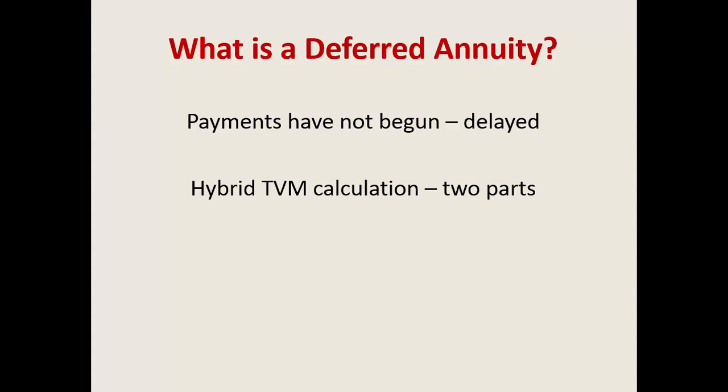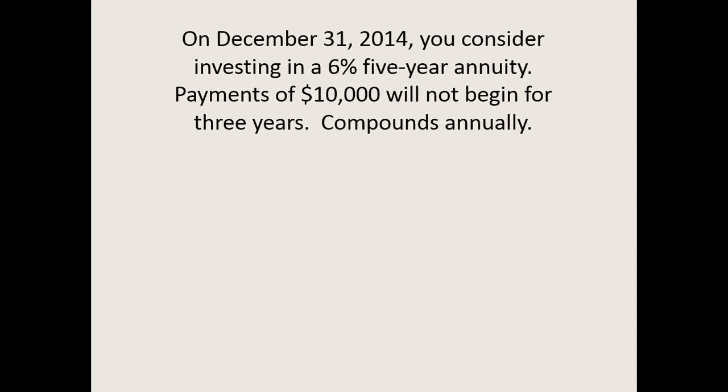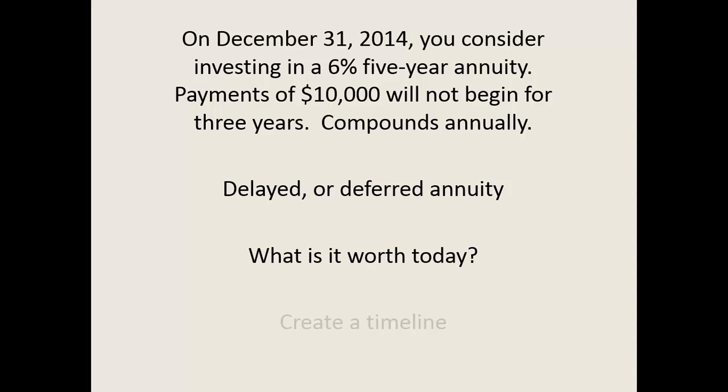Think of it as a hybrid time value of money calculation. It has two parts. So the best way to solve for this is to create a timeline. That way you have a good visual. So looking at an example, on December 31st, 2014, you considered investing in a 6% 5-year annuity. The payments, those recurring $10,000 payments of the annuity, are not going to begin for 3 years, but I'm investing in it today. And what I invest today is going to compound annually, and there's going to be different components. The annuity portion is delayed. So what is it worth today?